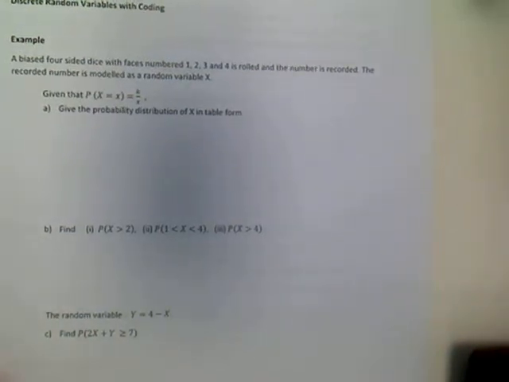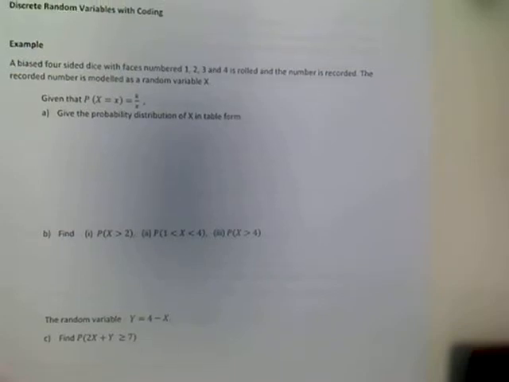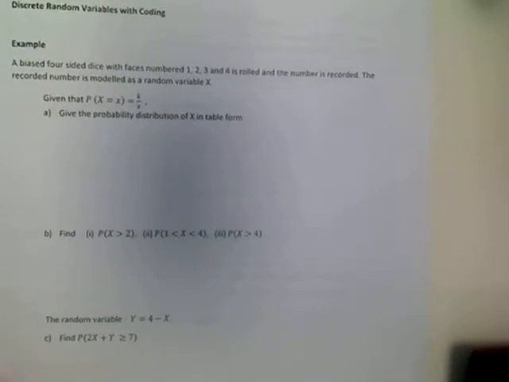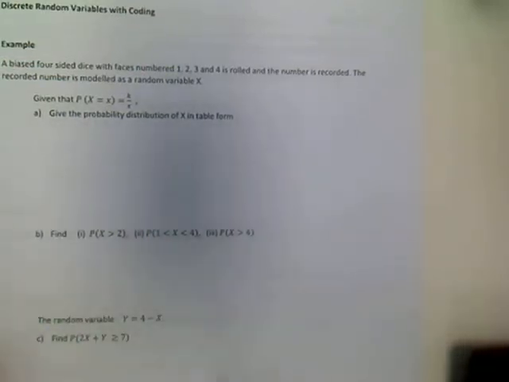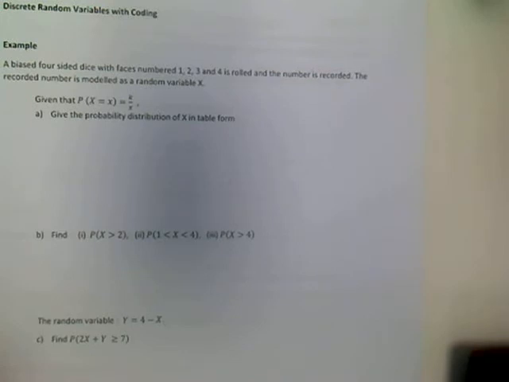Okay, some more examples on discrete probability distributions, or discrete random variables, as they are sometimes referred to, with a little twist at the end, which is called coding. Again, I'll do the example, I'll ask you to pause, and then you can do the now-you-try, and then I'll do that example as well.